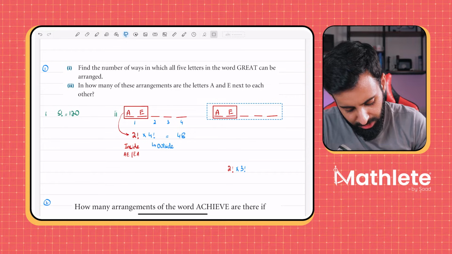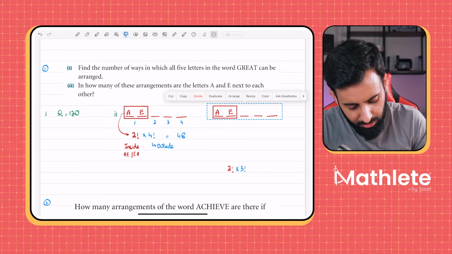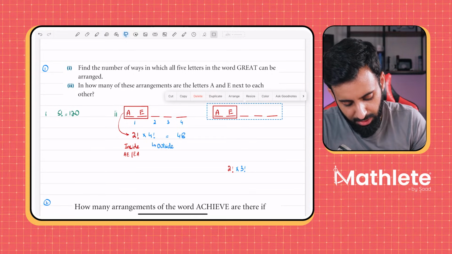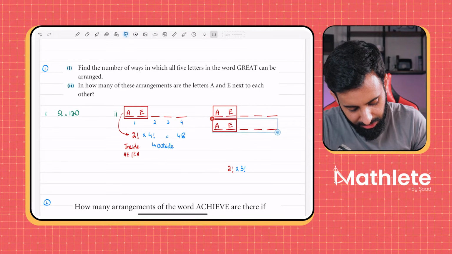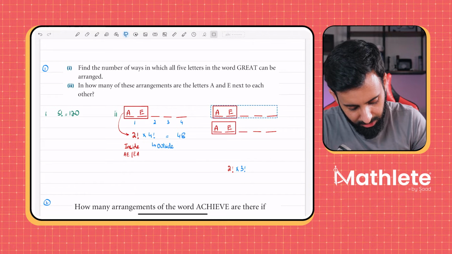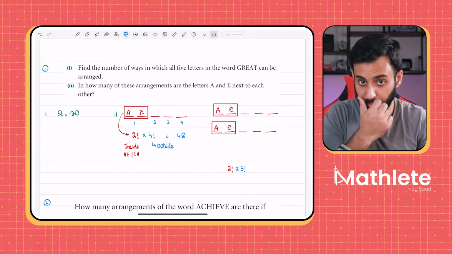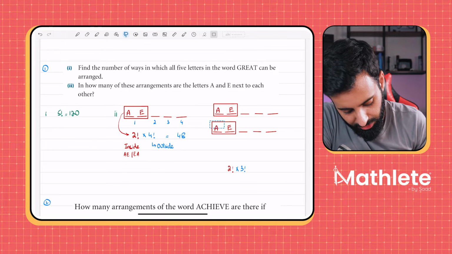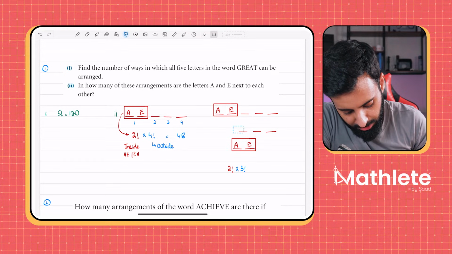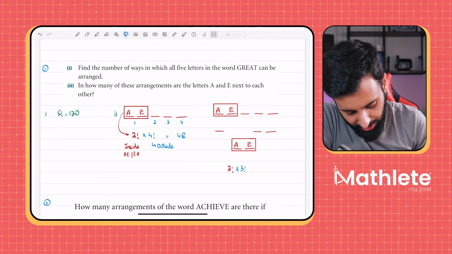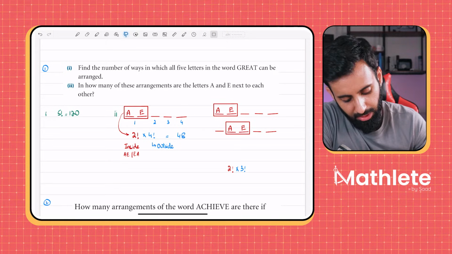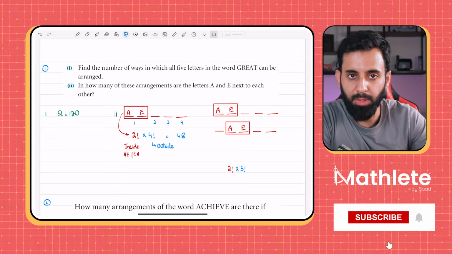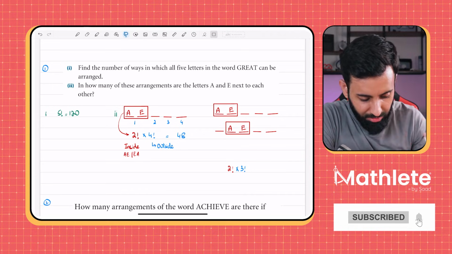So it's possible another arrangement while satisfying the restriction would be, and do keep in mind, by the way, I should have mentioned this in the beginning, that whenever you have a certain restriction, make sure that you always fulfill that restriction first. Another possibility would be that I first have any other letter other than A and E, and then I have AE. So now we can see 2 different ways in which AE can be together.